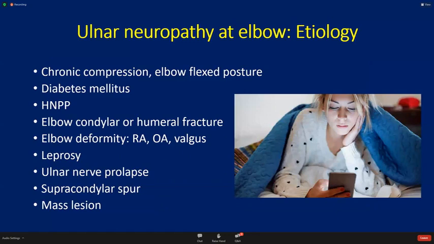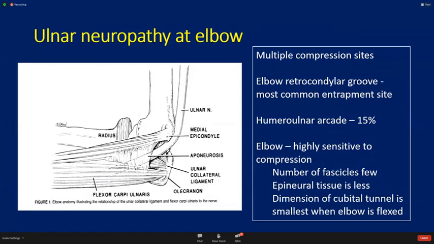The most common etiology of ulnar neuropathy at the elbow right now is probably mobile phone use, or keeping the hand flexed and supporting it on certain surfaces for prolonged periods of time. You can also get ulnar weakness with diabetes mellitus, hereditary neuropathy with liability to pressure palsy, as well as fractures, leprosy, and tumors and arthritis of the elbow region.